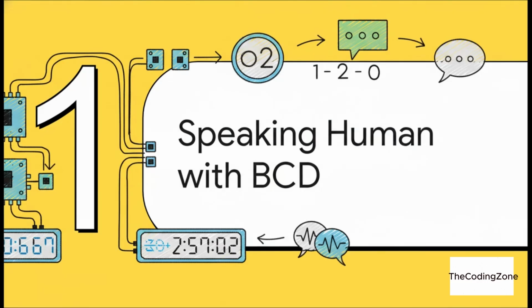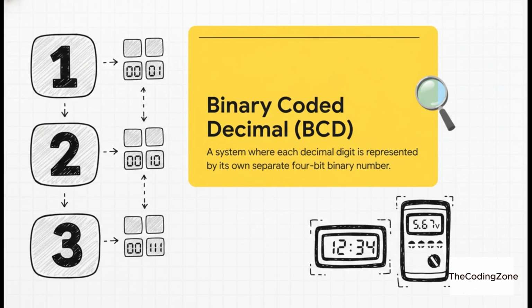Well, the answer is a special language that was built just for this job. It's called Binary Coded Decimal, or BCD for short. And you can think of it as the perfect interpreter, something that lets our electronics see numbers the same way we do. The real genius of BCD is just how simple it is.